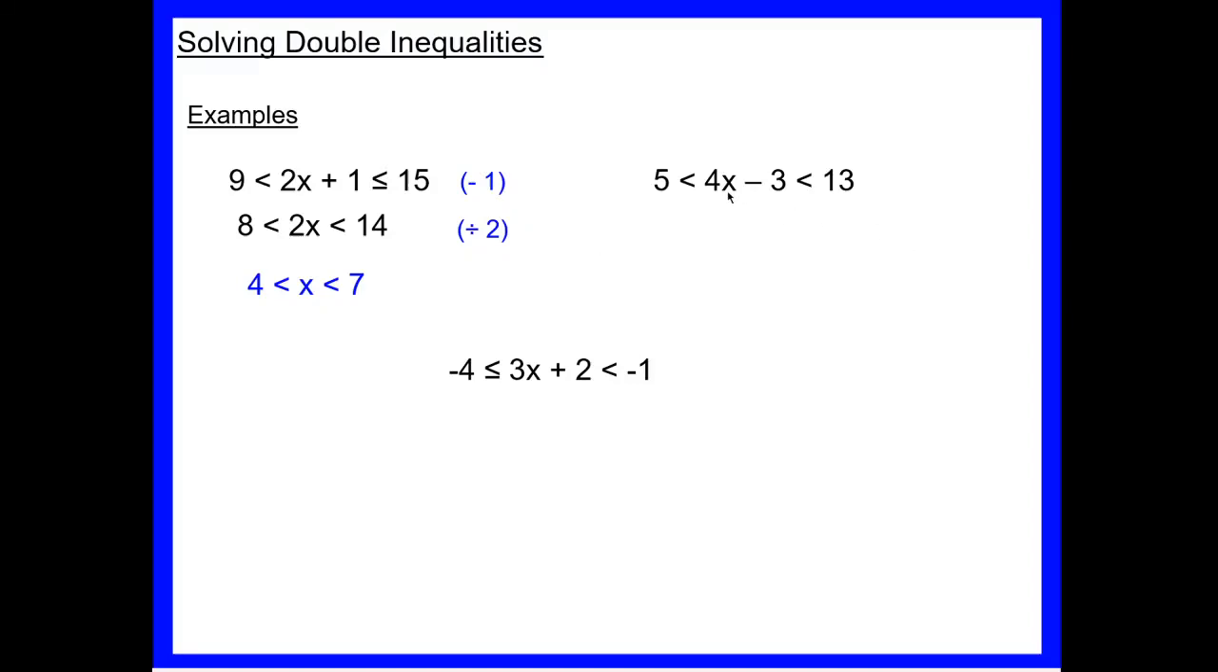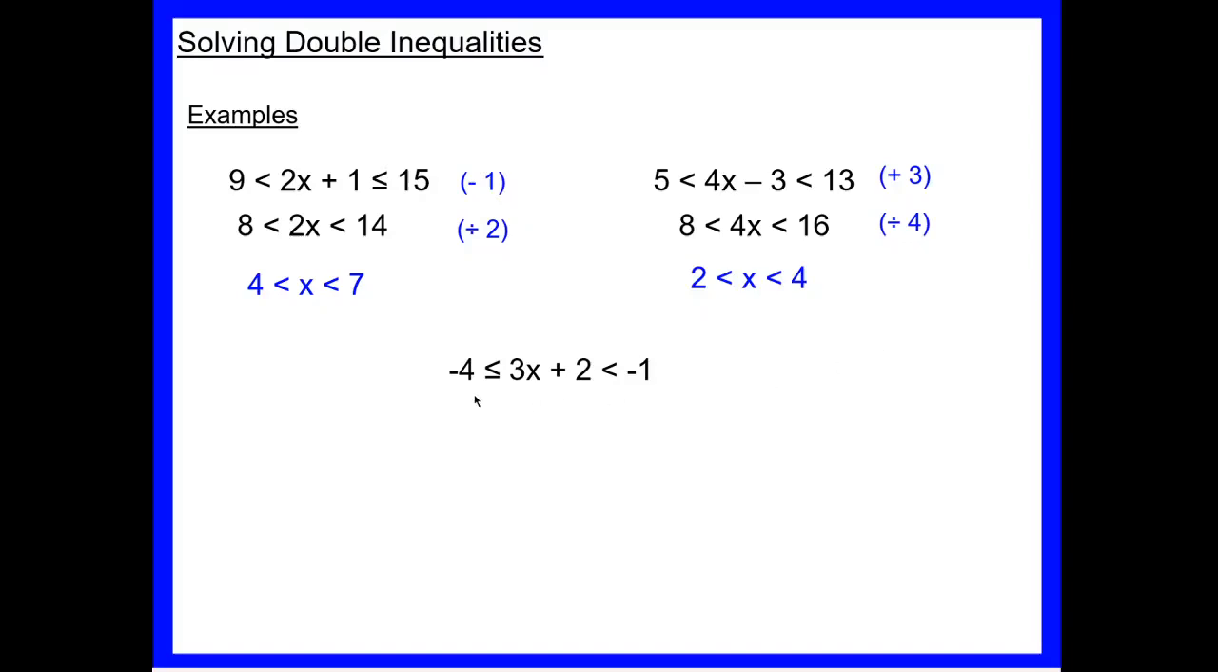Our next one then, so again, 2 steps. Let's get rid of the subtract 3 first by adding 3 to all the parts. So we get 8 is less than 4x, which is less than 16. And now we'll get rid of the 4 by dividing everything by 4. So 2 is less than x, which is less than 4.